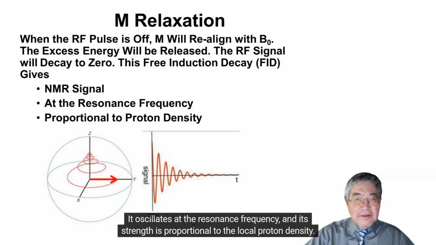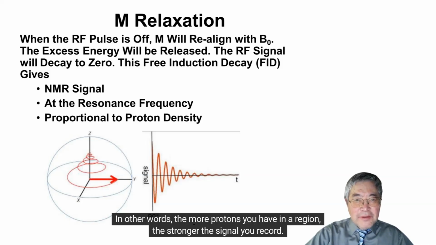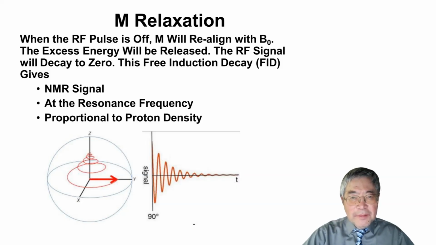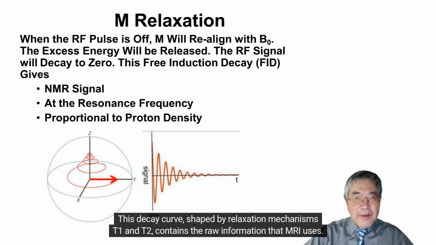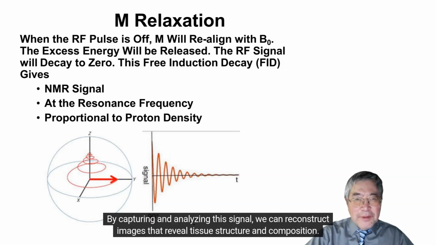It oscillates at the resonance frequency, and its strength is proportional to the local proton density. In other words, the more protons you have in a region, the stronger the signal you record. This decay curve, shaped by relaxation mechanisms T1 and T2, contains the raw information that MRI uses. By capturing and analyzing this signal, we can reconstruct images that reveal tissue structure and composition.